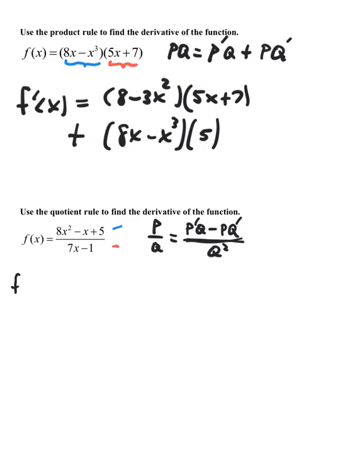our derivative of the numerator times the denominator minus numerator times the derivative of the denominator all over the denominator squared.